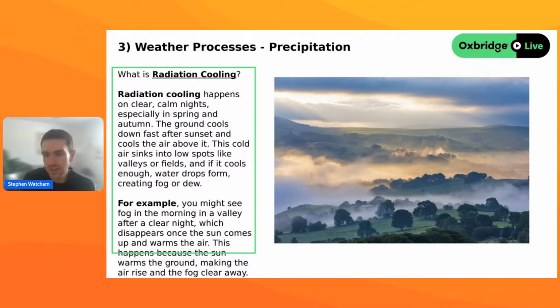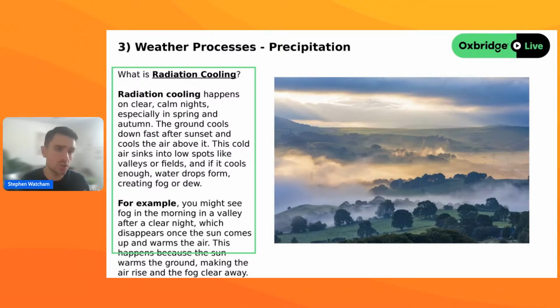There's also really, they just like to throw in more terms for us to learn. There's a nice, tricky concept of what's called radiation cooling. Fog is not necessarily a form of precipitation, because fog essentially is a form of low-lying cloud, but it can be caused by similar processes. So the radiation cooling happens on clear, calm nights, mainly during spring and autumn. And it's when the ground cools down really, really quickly once the sun has left it.